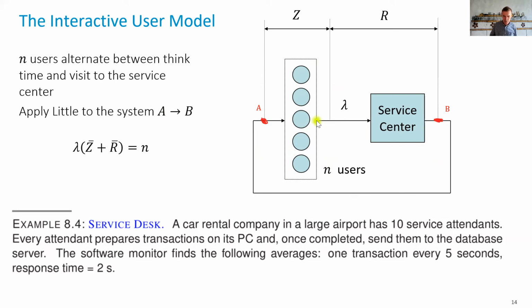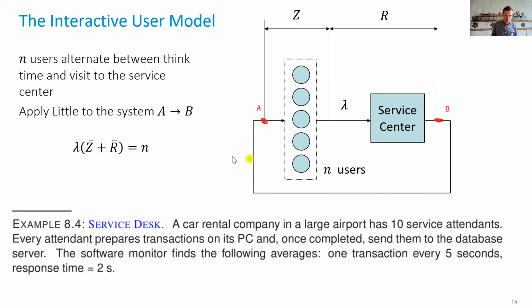And the users arrive here. When they arrive, they get served. And when they are served, they go back to the pool here. So there is a finite number of users. There are up to n slots here. And one of the slots is empty when one of the users is in the service center.